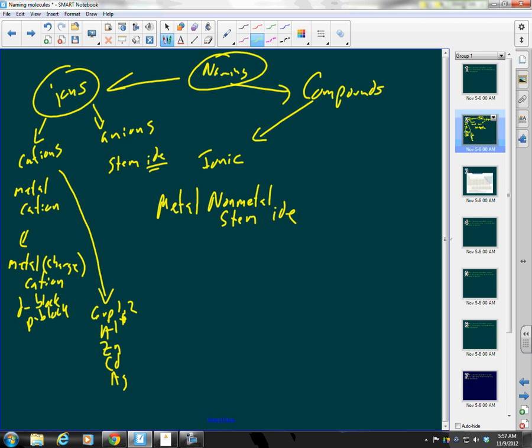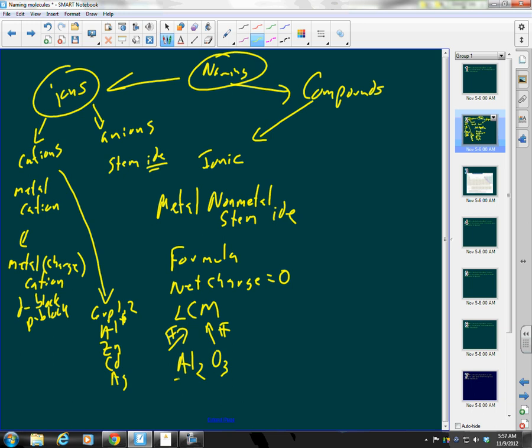When we make the formula for this, the net charge has to equal 0. How do we do that? We find a least common multiple between the cation and the anion, figure out how many cations are needed to get to the least common multiple, see how many anions are needed, and then we get something like this, where the metal comes first and the nonmetal comes second. Perfect. So that's a quick overview.